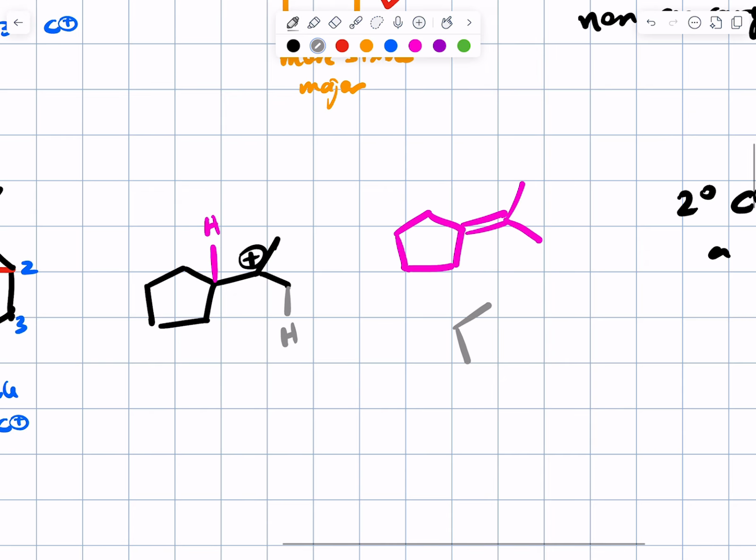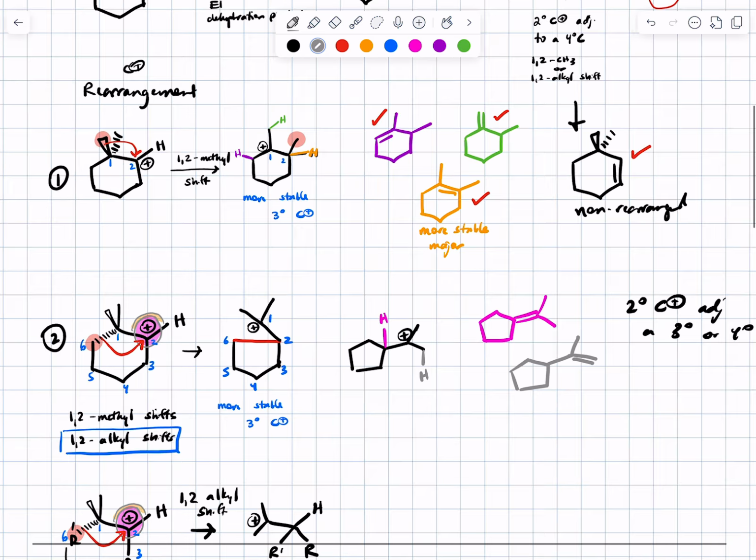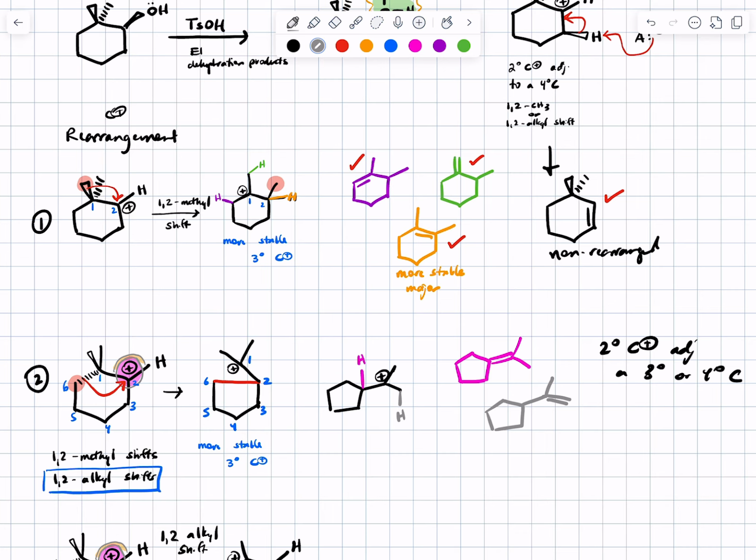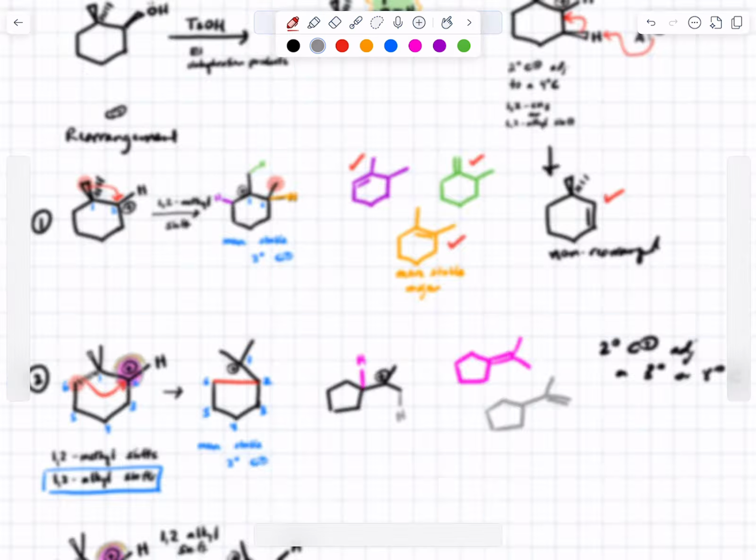Now, I'm not going to ask you whether the rearranged products are major versus minor relative to the non-rearranged products. If I asked you to choose the most stable alkenes, you could certainly do that. The pink one and the orange one are more substituted and therefore more stable. If you had to pick a major product, it would probably be these two. But I'm not actually going to ask you, well, is this the major one? You'll simply draw them all. And there are 6 of them, so that's fun.